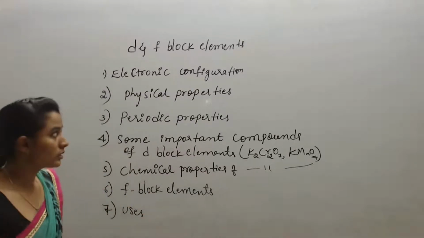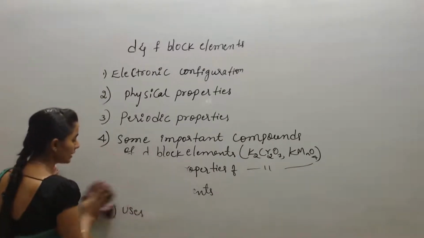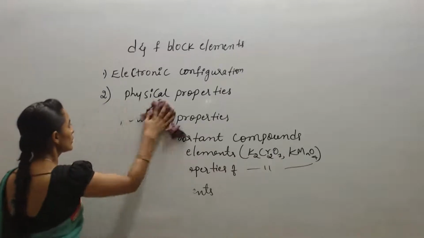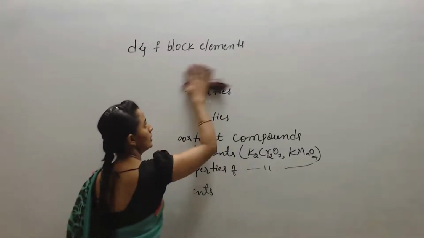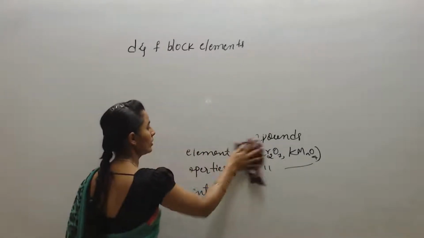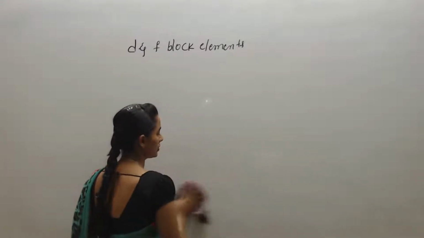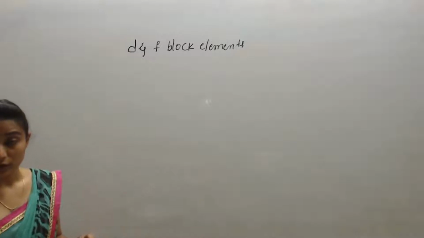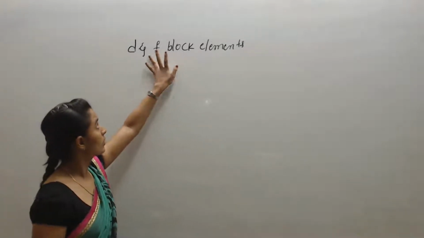So students, first I will discuss completely only D block elements. Later, in the F block elements, I will explain again the configuration of F block elements, why they are called inner transition elements, why they are called lanthanides and actinides. First we will go with the D block specialty.